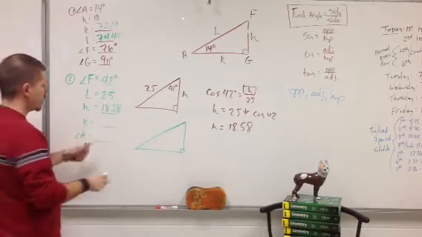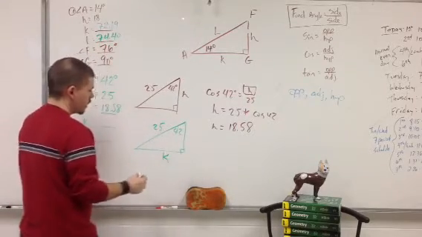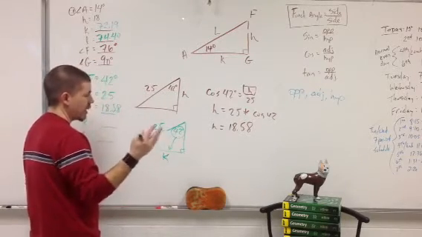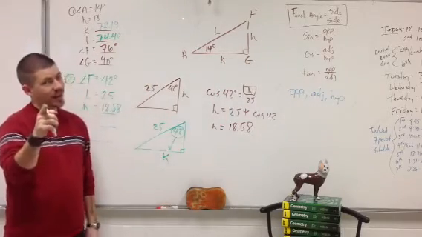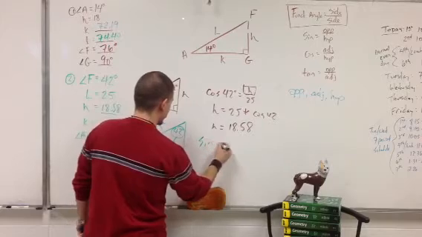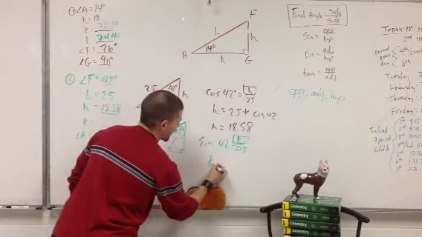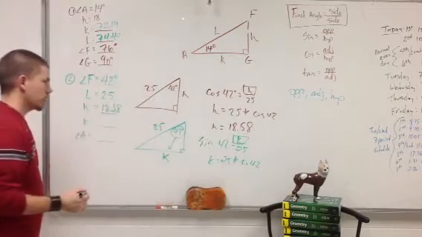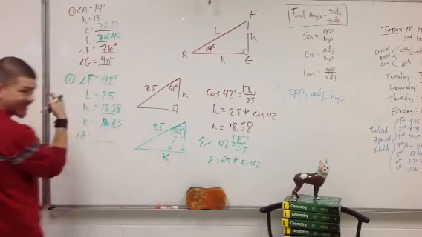Now I'm going to put my K. Here's my K, that's what I'm looking for. Where's my given information? 42 and 25. I've got a 42 right here. Opposite and adjacent? Oh, that's not the adjacent, it's the hypotenuse. So I'm going to use sine. Sine of 42 is equal to K over 25. K is up top, so K is equal to 25 times sine of 42. Bam! I'm getting 16.73.